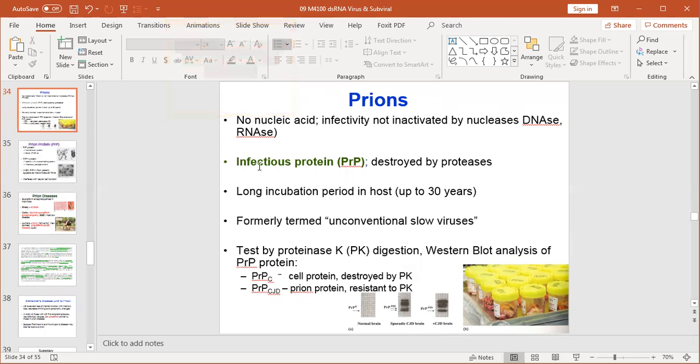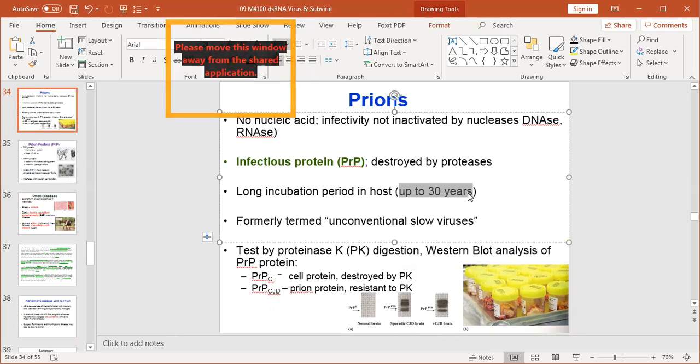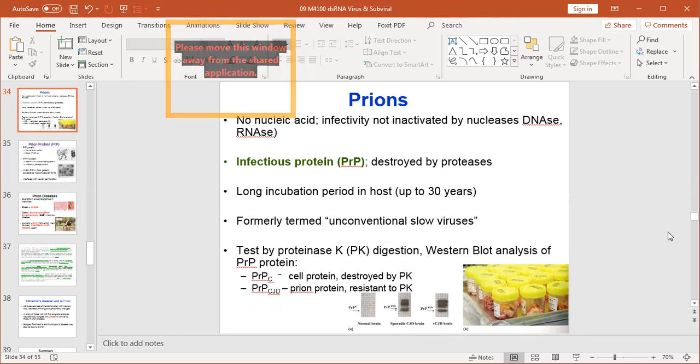We have an infectious protein that can be destroyed by proteases under normal circumstances. These proteins have a long incubation period in the host, usually up to 30 years. In the past, they used to be called unconventional slow viruses due to their long-term incubation period. So how do we test it?